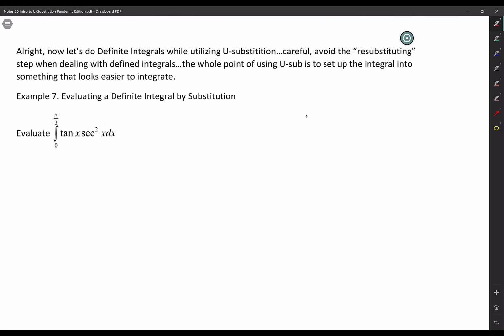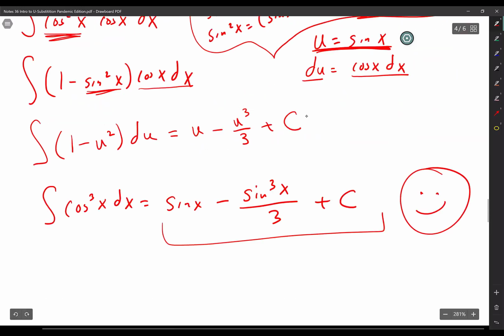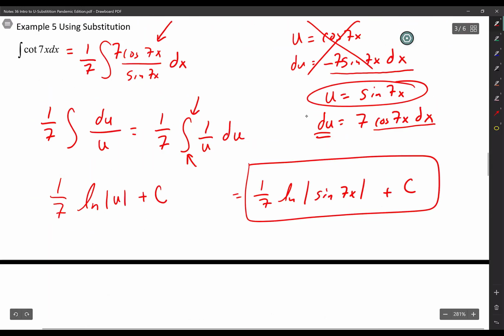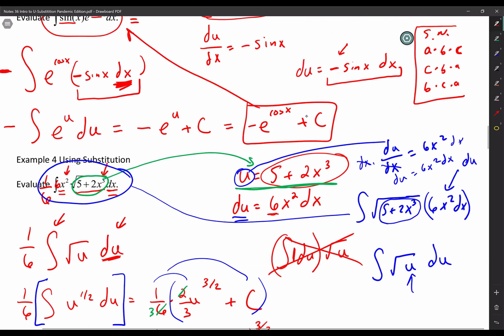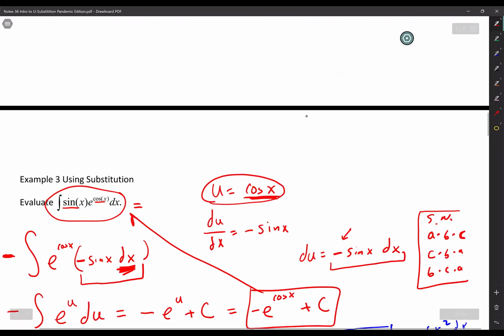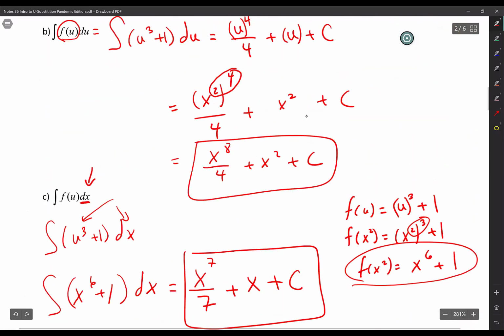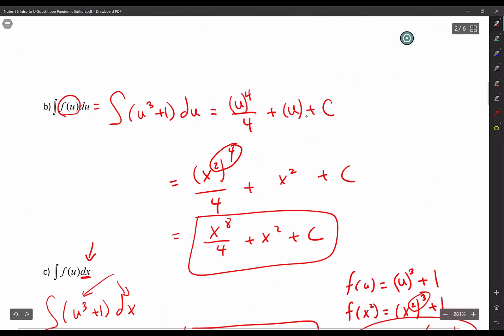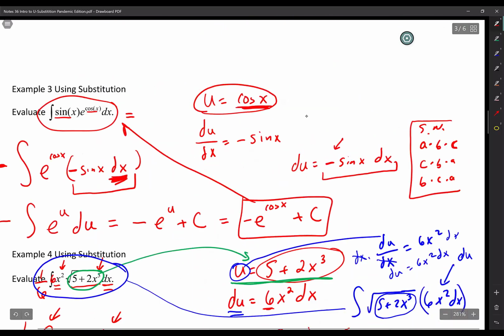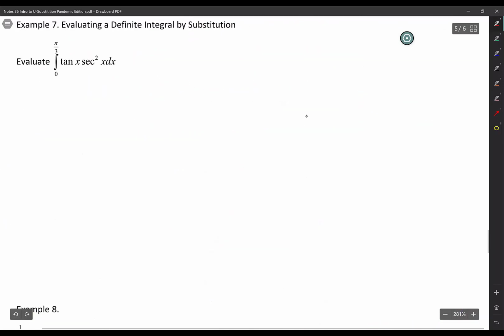Does that make sense? Let me tell you again. All of these, we've been going back to the original, back to x, because they did not have limits. Does that make sense, guys? But on this one, it has limits. So once we change it, we're never going back. Once you change, you don't go back.